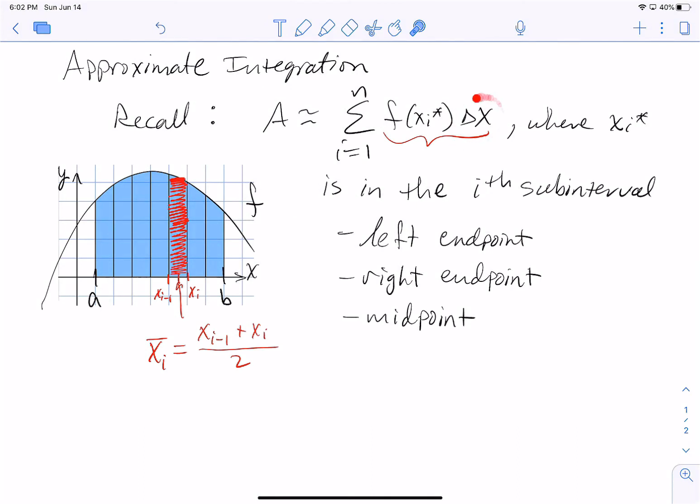The width that actually gives us an area is referred to as delta x. And it is, of course, x sub i minus x sub i minus 1. You also would have seen that expressed as b minus a divided by n, where n represents the number of subintervals and b and a are the x values of the endpoints.